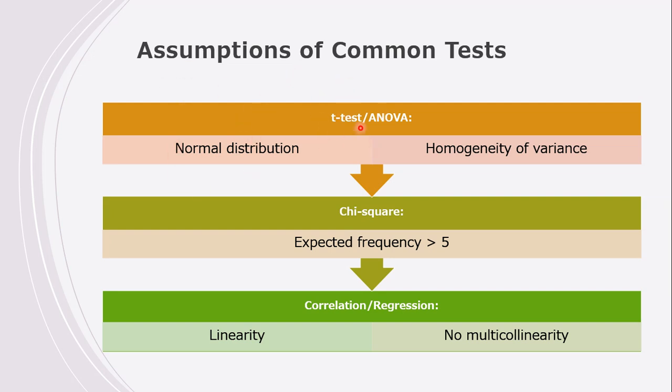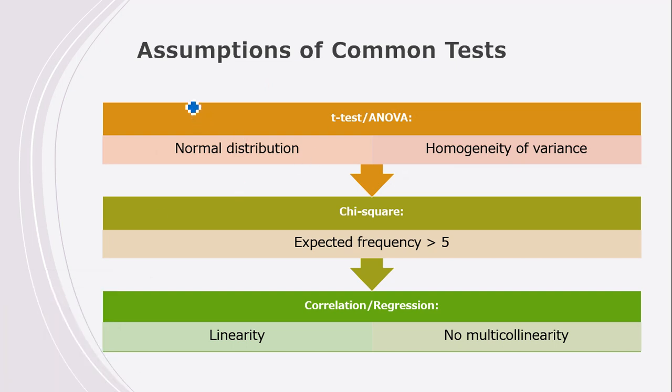So if you want to use t-test, assume your data is normally distributed. Homogeneity of variance also has to be met. The assumption of homogeneity of variance, meaning that the spread of the data between two groups should be the same, okay? The spread of your data should be the same.